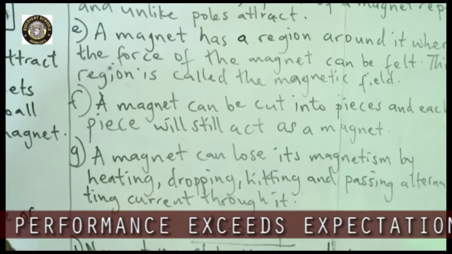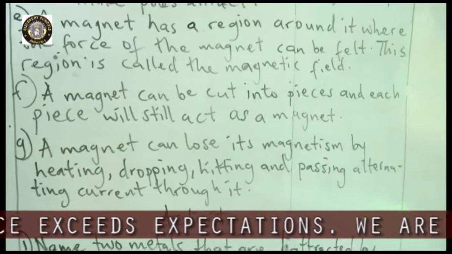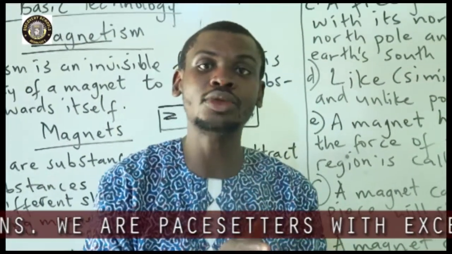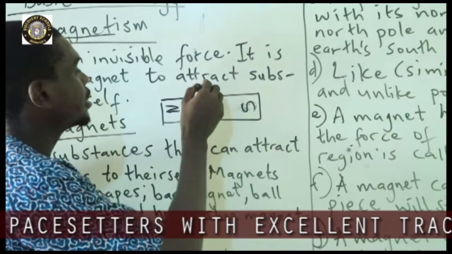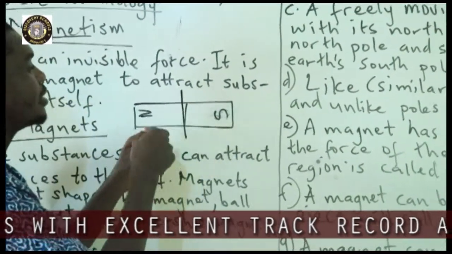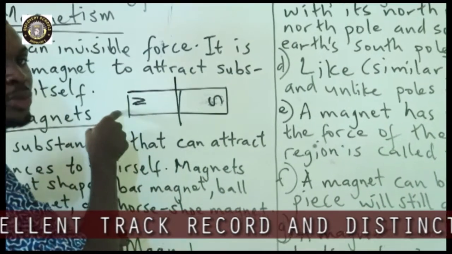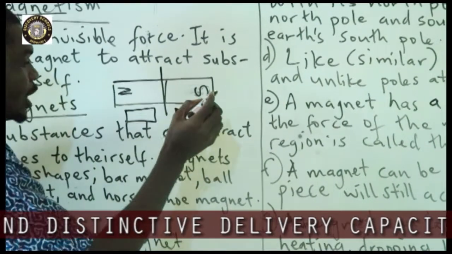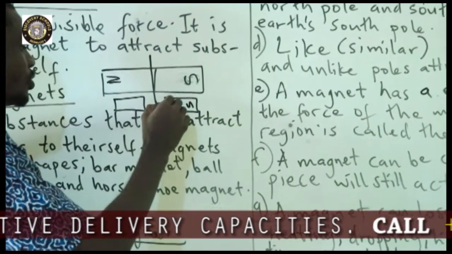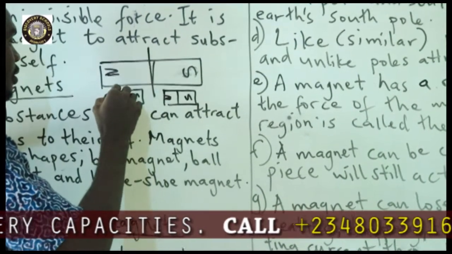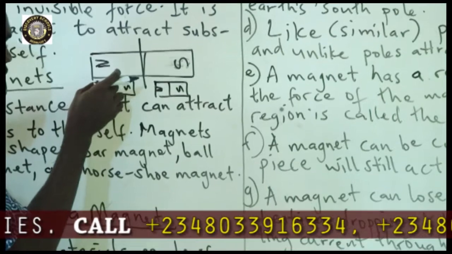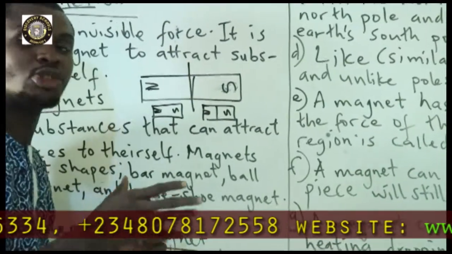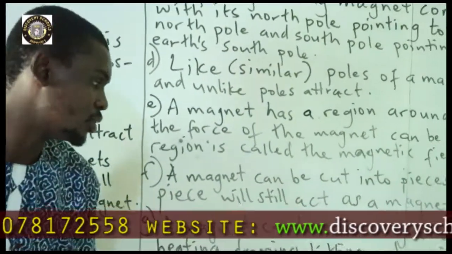And the next one, a magnet can be cut into pieces, and each piece will still act as a magnet. Yes, if I break a magnet into two, let's say for example this magnet, I break it here. It will not be that now this side is only south pole, this side is only north pole. No, this new magnet, let's say this one here, we have two magnets. It will have its own south pole and its own north pole. Okay? So if I still break this one and smash it into two more pieces, it will still be a magnet. It will have its own north pole and its own south pole.